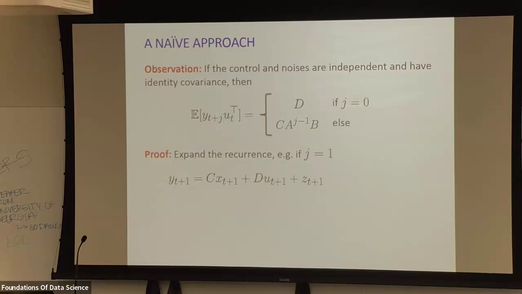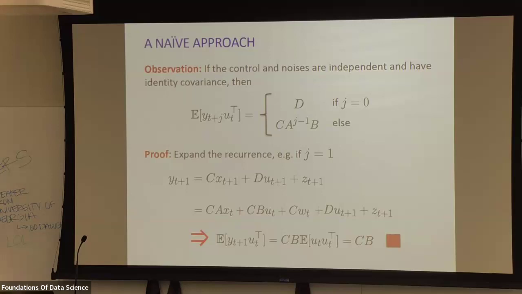Now, once I assert this for you, there's only one way to prove it, which is to expand the recurrence, right? So let's do it for j equals 1. I take y sub t plus 1 and I write it out. I don't see any UTs here, so I expand my x sub t plus 1. And then I have a UT. And then the covariance with UT all goes away other than that CB term, right? And then if I did this for other values of j, same proof would work, right?